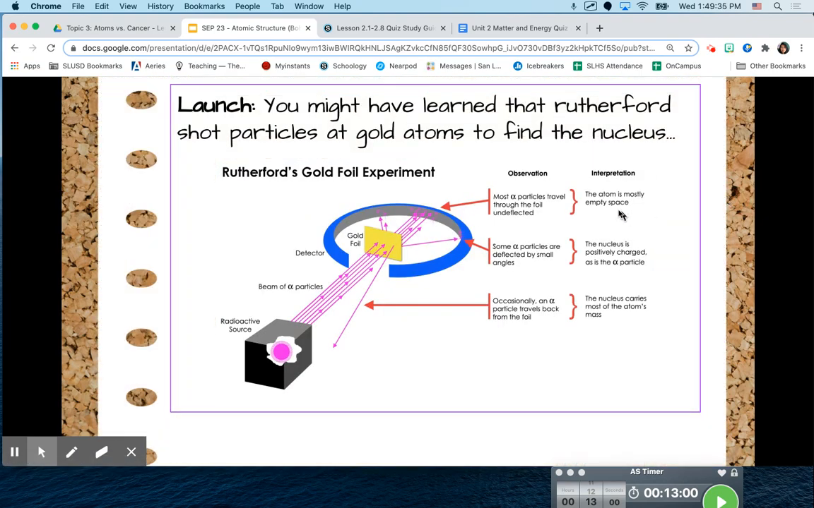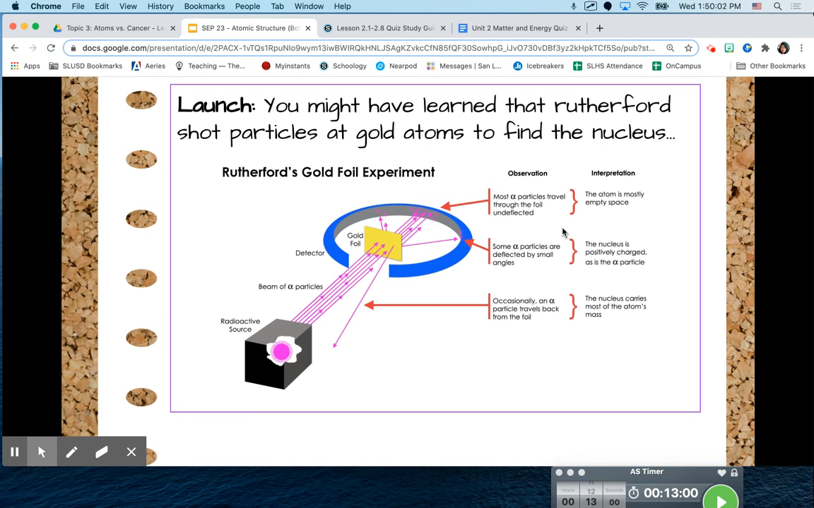So let's go over a couple of these experiments. These experiments are just general background knowledge. You don't have to actually know this information for this course. This is just to give you a background idea of how we came to this conclusion.